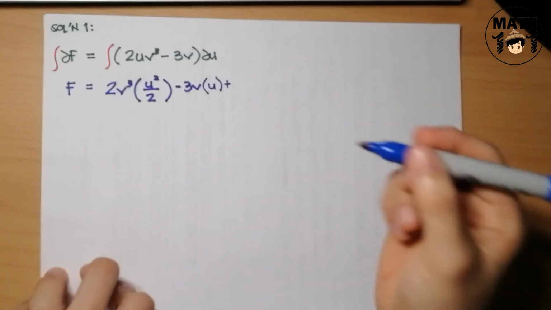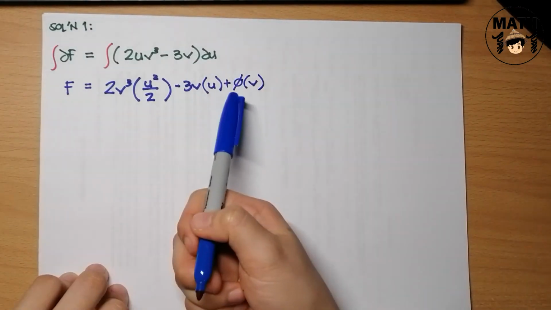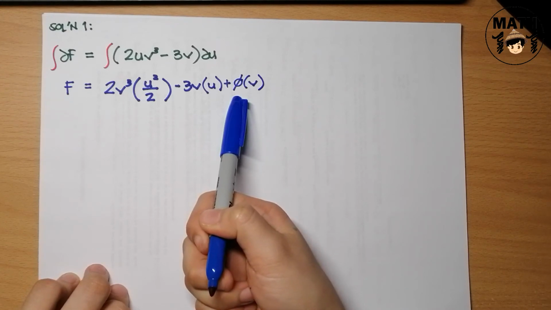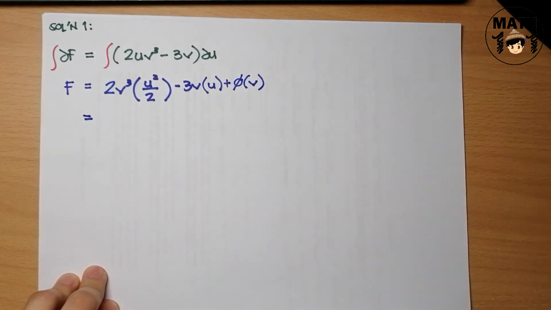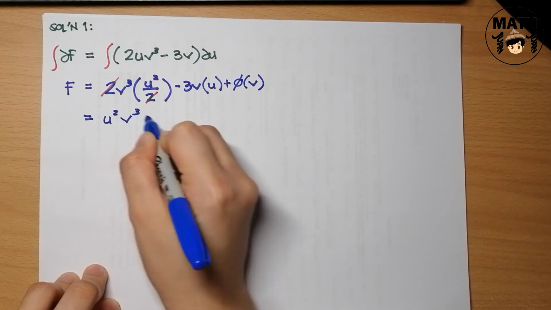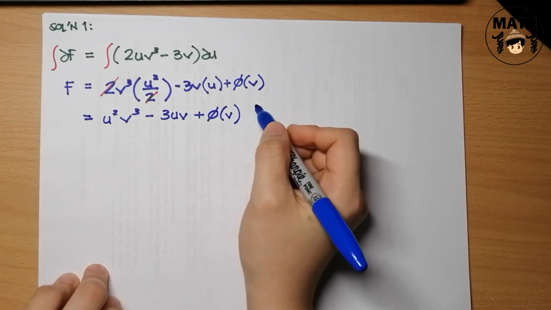Plus, ano yung idadagdag nating function dito? So, tawagin nating phi as a function of v. Yung ina-add natin na to is parang siya yung constant na ina-add natin kapag nagpe-perform tayo ng indefinite integration. Simplify natin si f. So, we can cancel 2. So this is now u squared v cubed minus 3uv plus phi as a function of v.